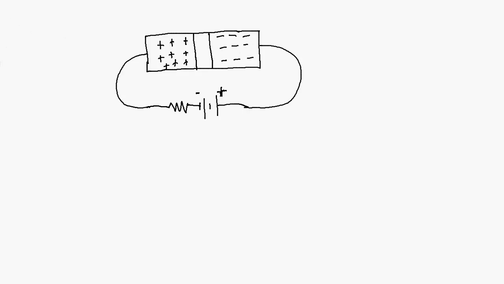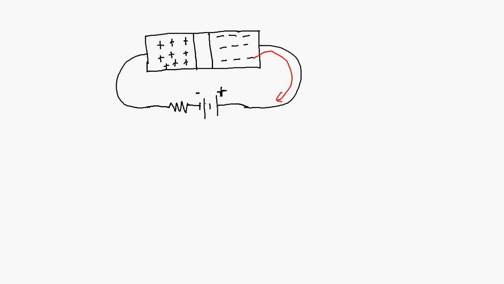So let's look at the positive side first. These free electrons are going to be pulled towards the positive side. And this is a battery, and these are the holes. So the holes aren't actually going to be pulled towards the negative side.